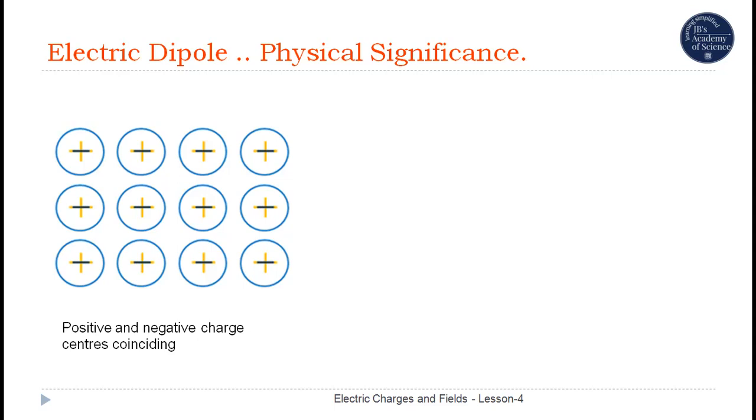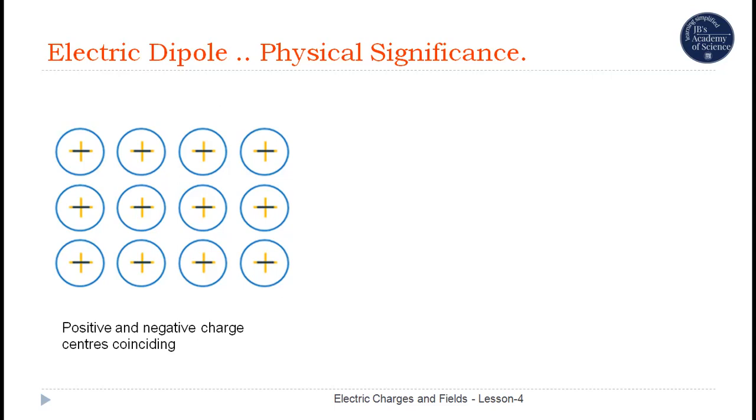Generally, the negative charge center and positive charge center coincide. Therefore, this molecule is electrically neutral, and since these two charge centers coincide, the net dipole moment of the molecule will be zero. The molecule will not act as a dipole, a neutral molecule, as shown in the figure.